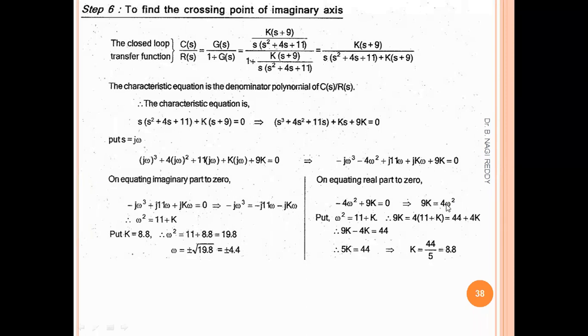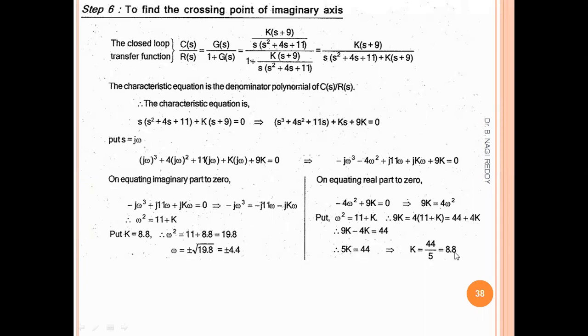We don't know k, we don't know omega, but we have two unknowns and two equations. So k is equal to 4 omega square by 9, right? So use this omega square equation and substitute here to get the value of k. We have omega square, right? So 11 plus k, bring that here. So 9k is equal to 4 into omega square, and omega square is nothing but 11 plus k. Substitute here and you will have 44 plus 4k is 9k. So simplify it, you'll get k value as 8.8.